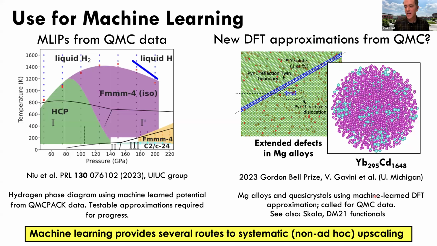But one thing they did there is they machine learned a DFT from, in this case, quantum chemical data, but they actually called for many-body data, and other people have done that as well. I'll also note for those following this, there was recently the Skala functional from Microsoft, and earlier the DeepMind 21 functional using some quantum chemistry data, and of course Quantum Monte Carlo data might well play a role in future versions of these kinds of efforts. So this is an area I'm very excited about, and I know several people online are as well, because it seems that machine learning will provide several routes actually to upscale these high accuracy results to the larger length and time scales that would otherwise not be affordable.